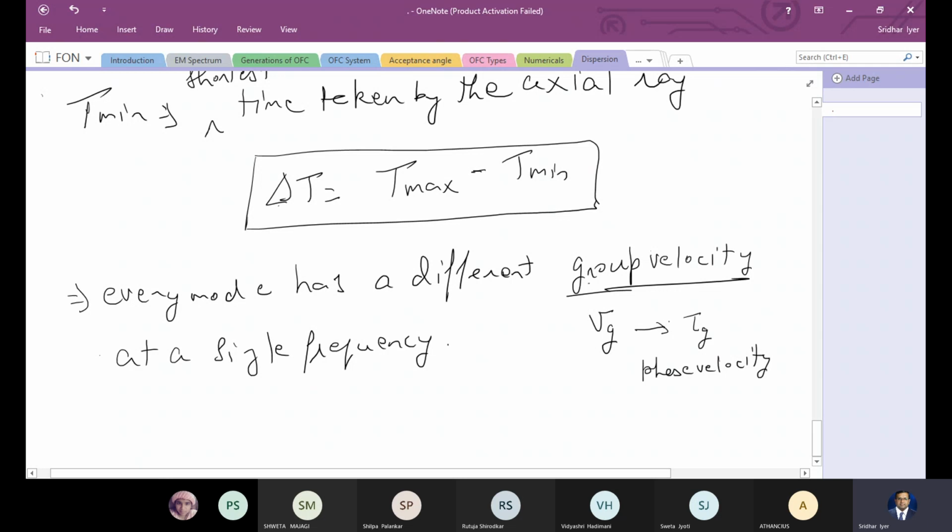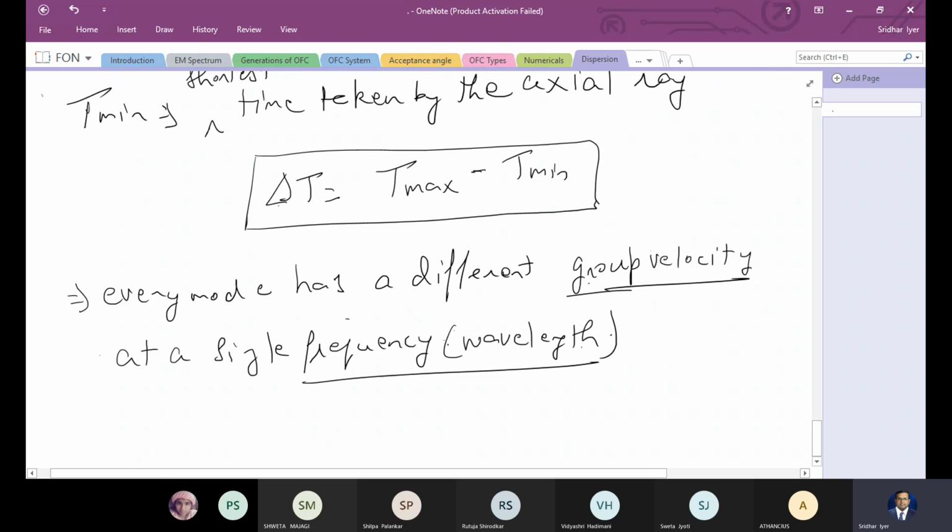Okay. So for now, we only need to know that there is something which is known as the group velocity, that is the velocity of a group of these signals or the modes which travel at a single frequency, or in some books, specifically your Gerd Kaiser, you'll also read this as having different group velocity at a single wavelength. Okay, and this is very useful to us when we talk about the sources, because each source will work only at a certain wavelength or certain frequency.